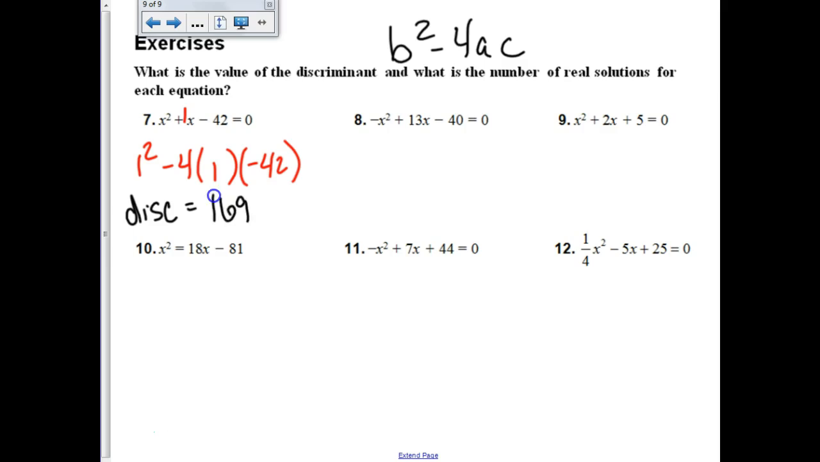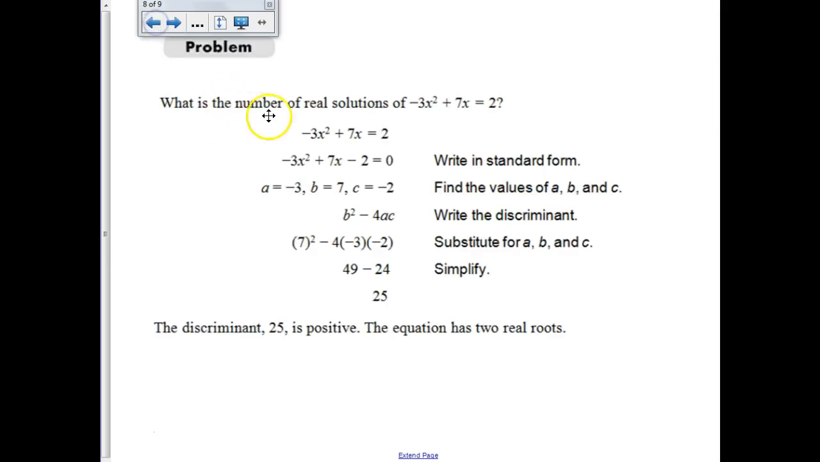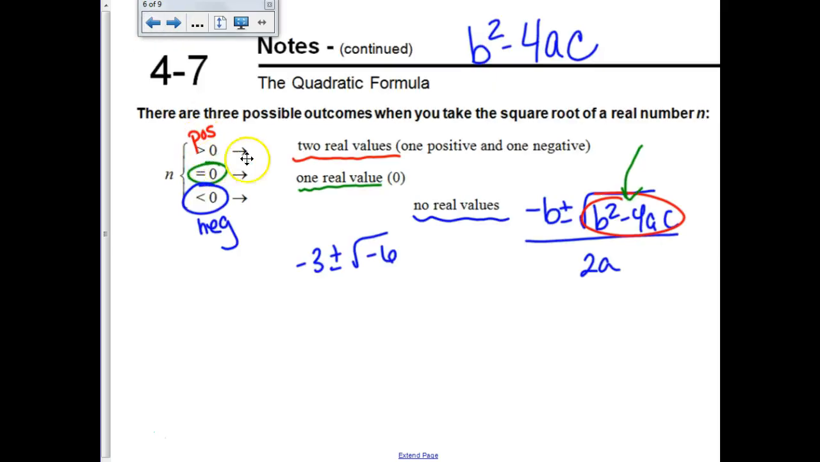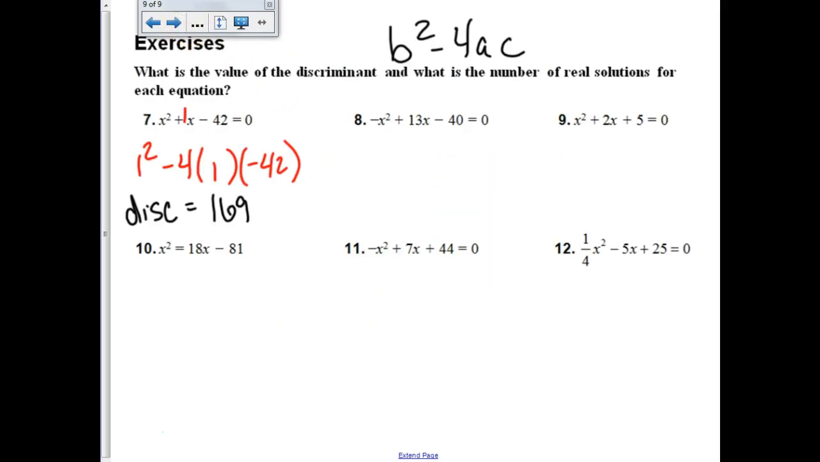Okay. So 169 is a positive value. It's bigger than 0. So what did we just say about positive values? It's going to give me 2 real solutions. So after you calculate the discriminant is 169, that means that we have 2 real solutions. Notice, I didn't actually find the solutions yet. That's okay. All they wanted to know was, will you have 2 real solutions, 1 real solution, or no real solutions? Let's skip ahead and look at number 9, please.